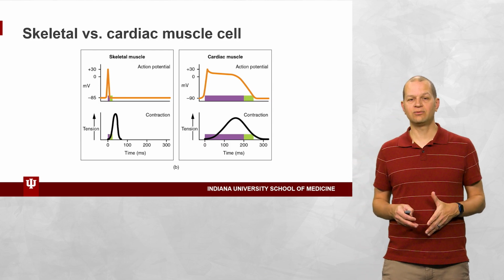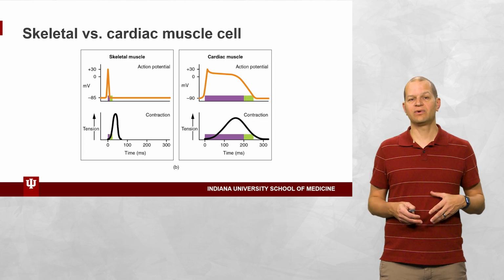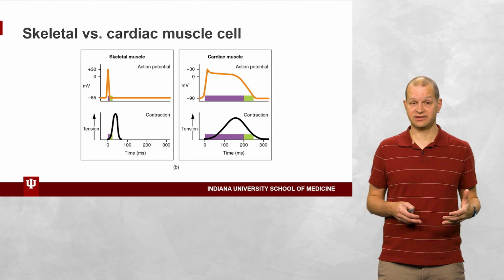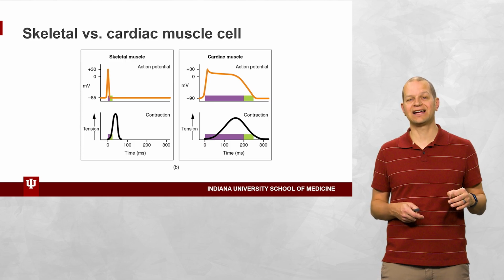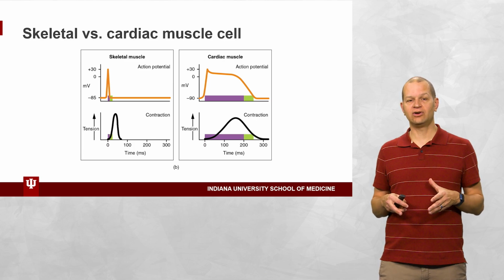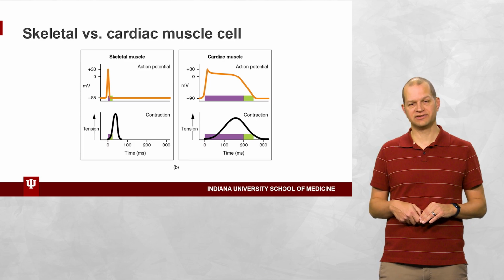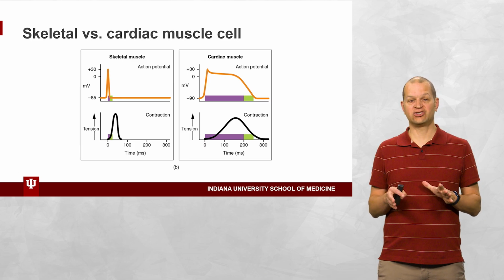On the right side, we've got an action potential for a cardiac muscle cell. On the left side, we've got an action potential for a skeletal muscle cell. Now, I want to remind you, we haven't talked about, and we won't talk about, an actual action potential for a skeletal muscle cell. But I just want you to see how it's different from a cardiac muscle cell. There's two things that stand out. One, they just look completely different.